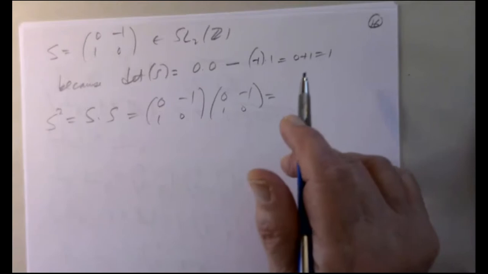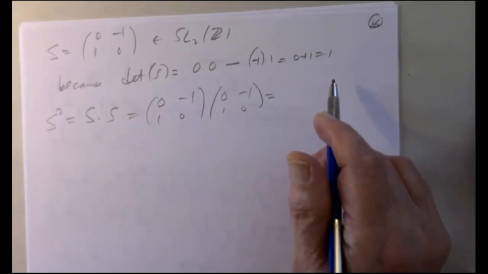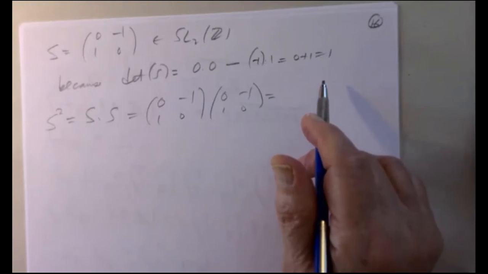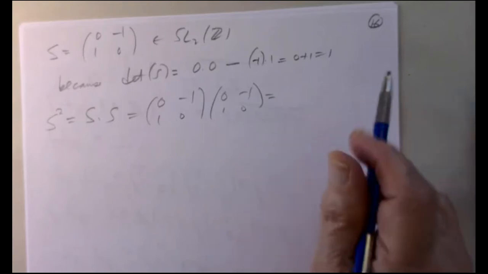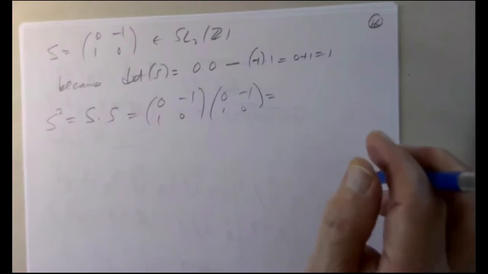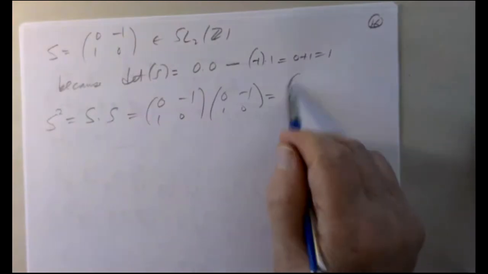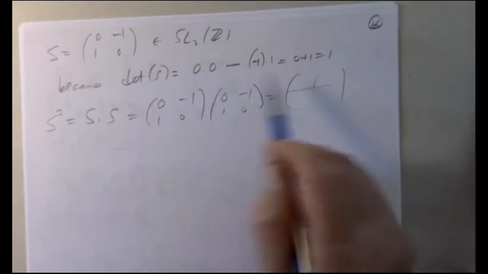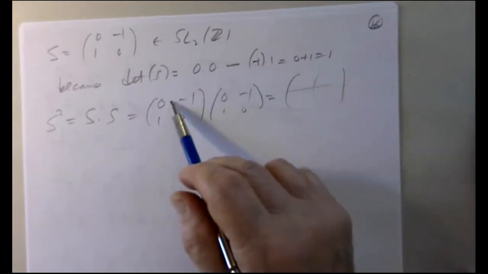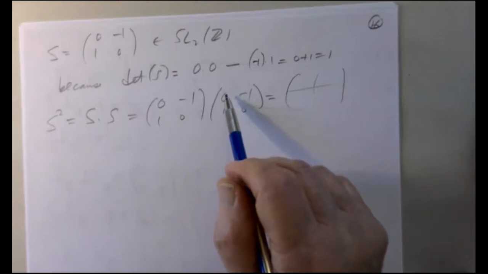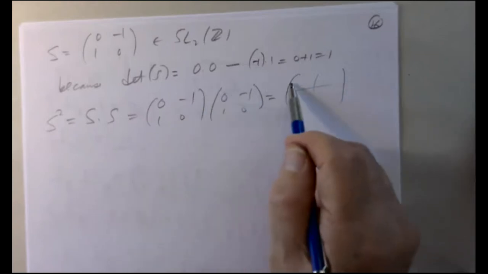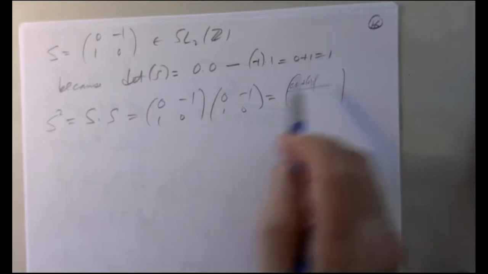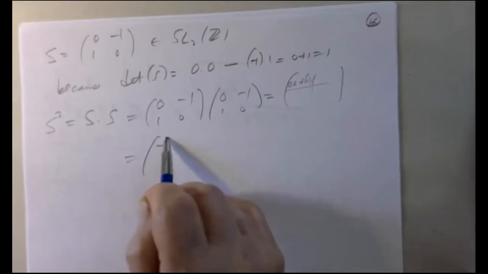So can someone tell me what we get? Zero, 2. Let's see. In this position, you get 0 times 0 plus minus 1 times 1. That's minus 1.